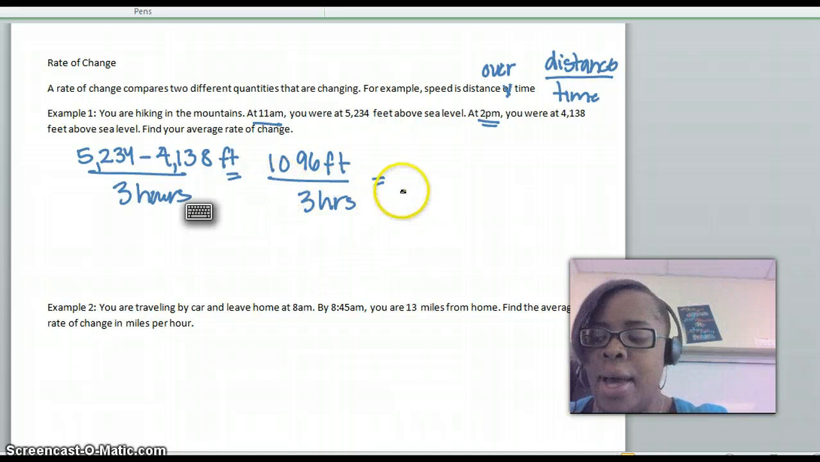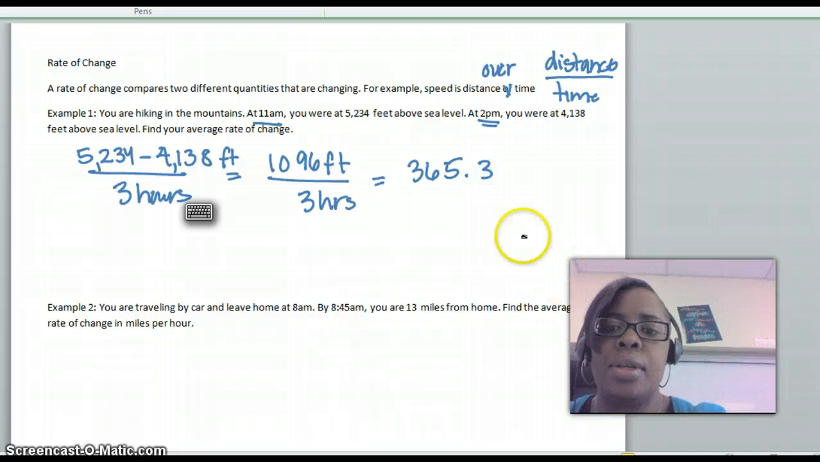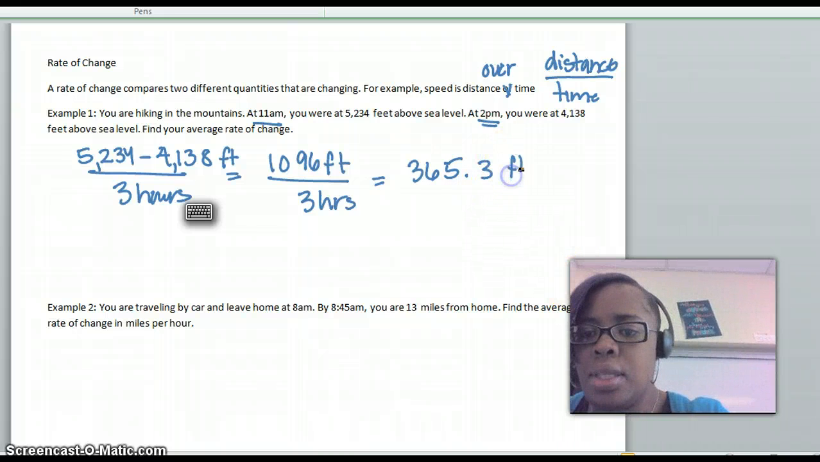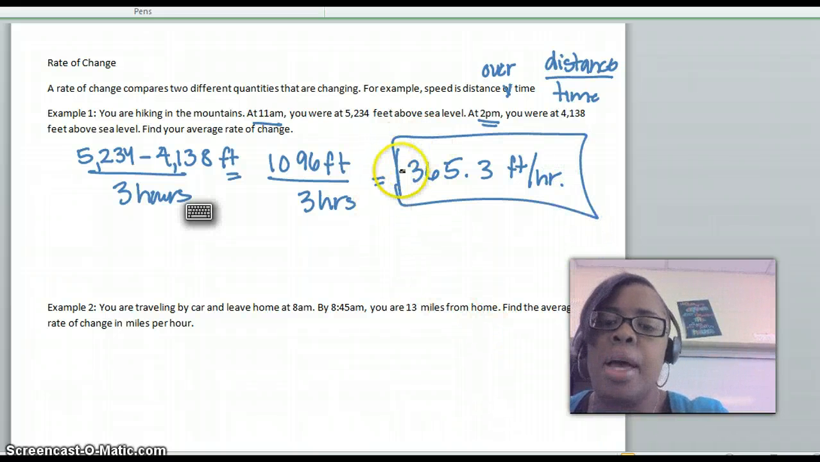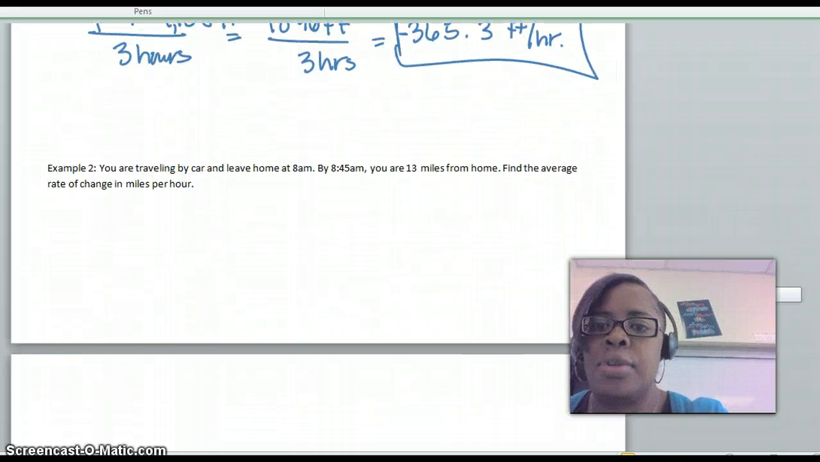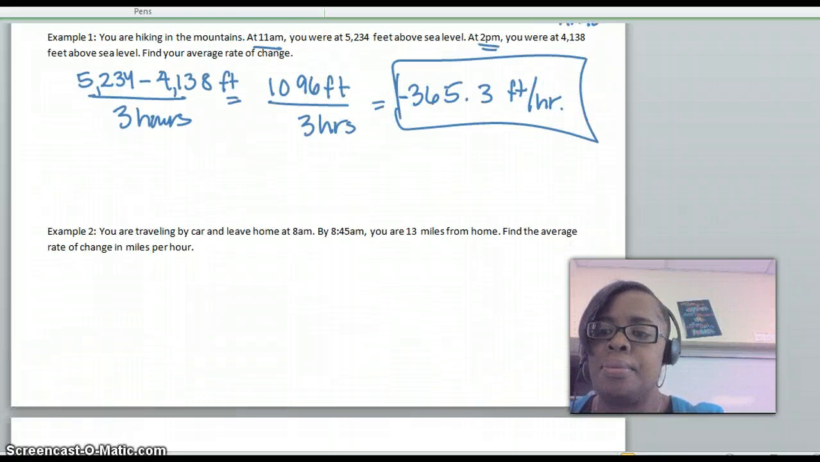And when I divide those two numbers, I get 365.333333, so about 365.3 feet per hour. And that would be your change. Because you went down, though, I might make that negative because you're decreasing your elevation over time. So make it negative because you went down by that much.